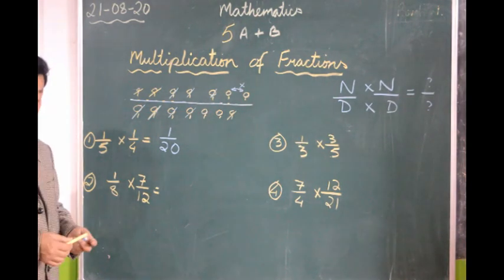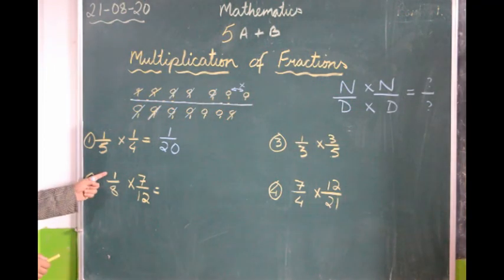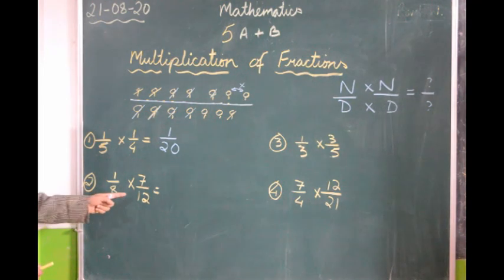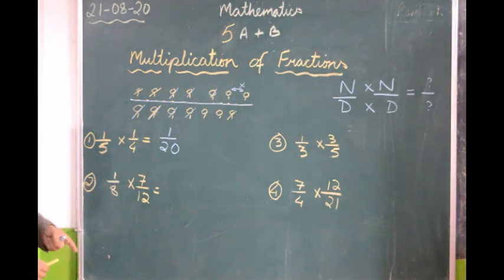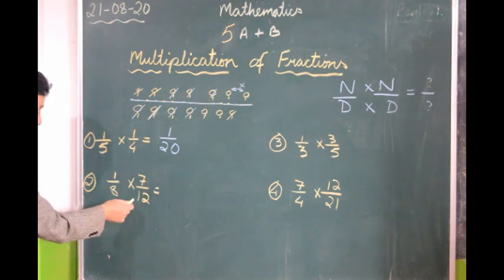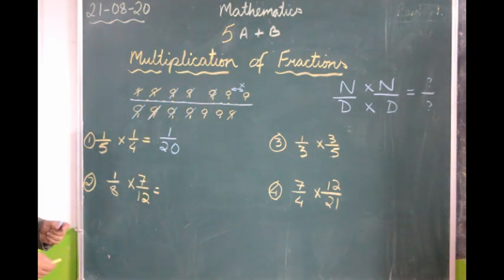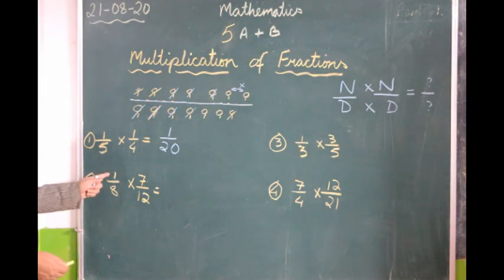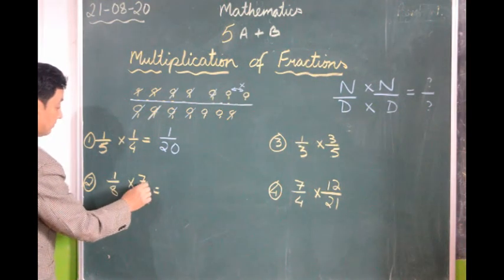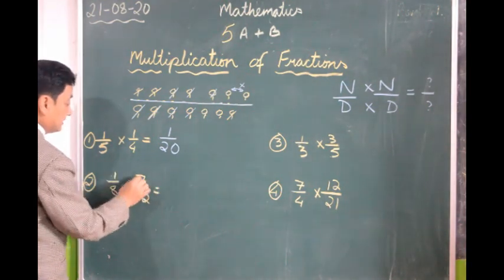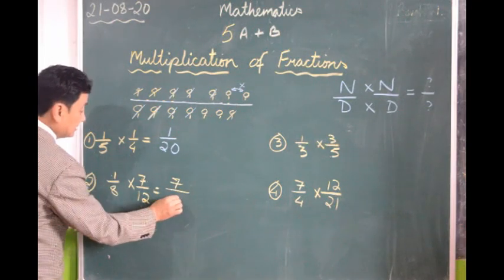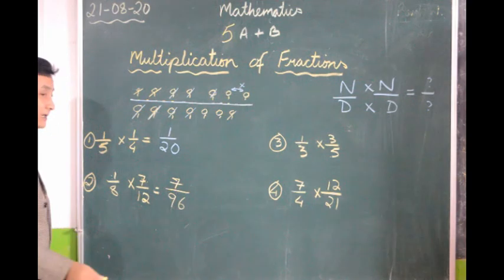Let's look at number 2 now. Again, we have 1 and 7 in the numerator. In the denominator, we have 8 and 12. Now let's see if we can cancel. Does 7 go into 8 and 12? No, it doesn't go. So let's multiply straight away. 1 sevens are 7. 8 twelves are 96, and that is your answer.